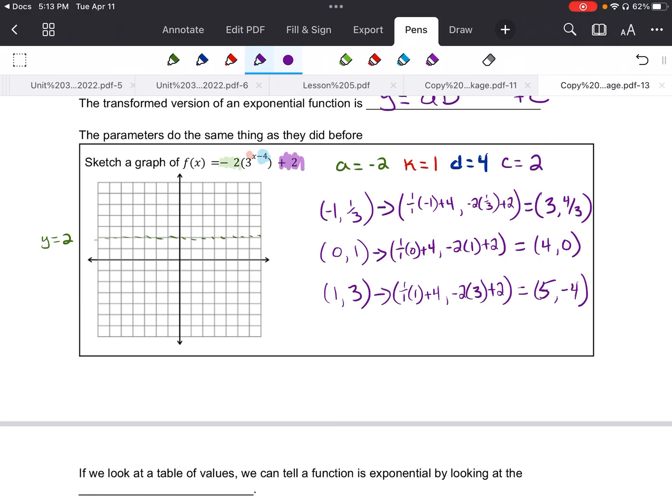Okay, so if we plot those on the graph, we have 3, 4/3, 4 and 0, and 5, -4. Okay, so you can see because of the reflection at the start of your a value, it is going down and to the right. Good.